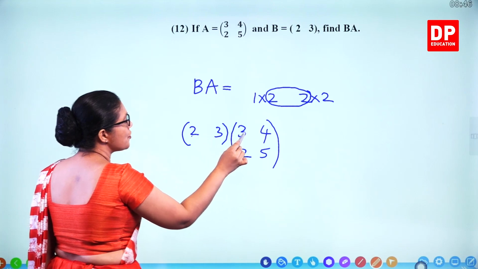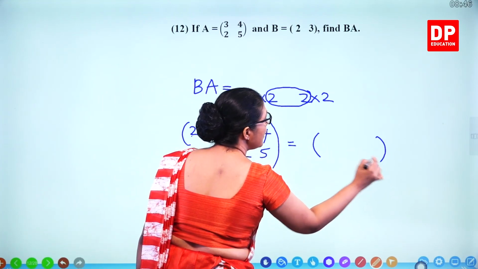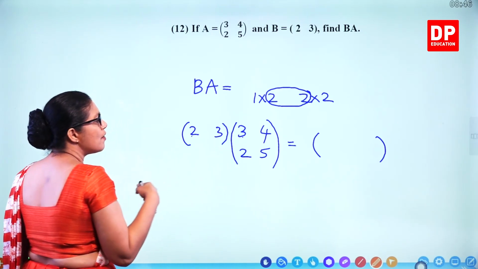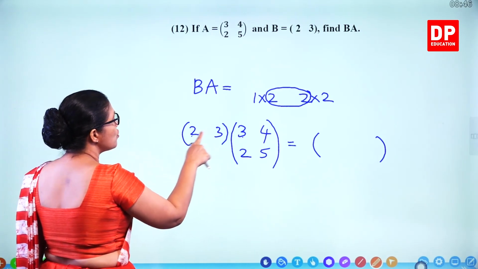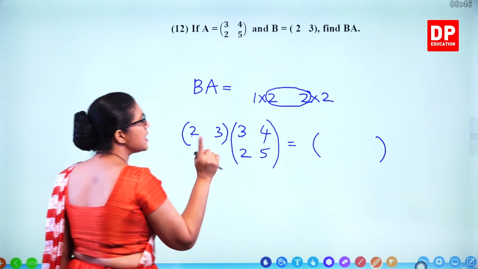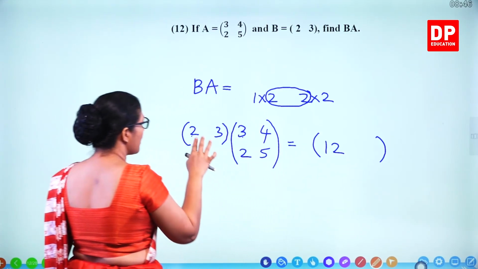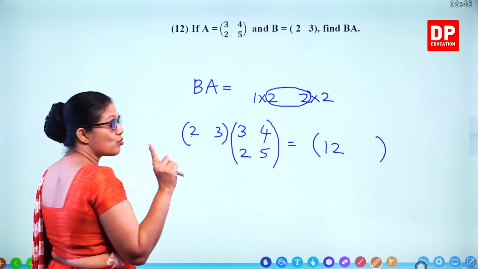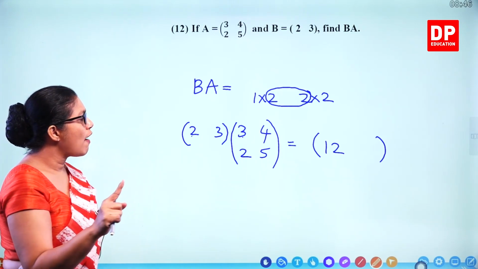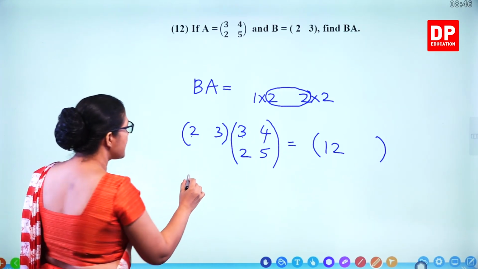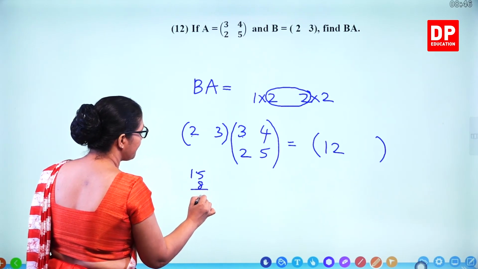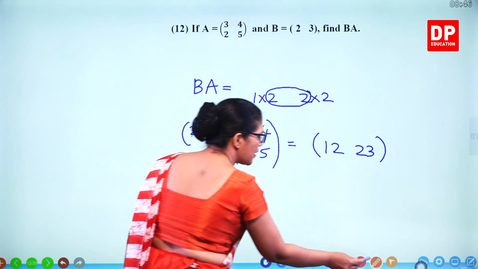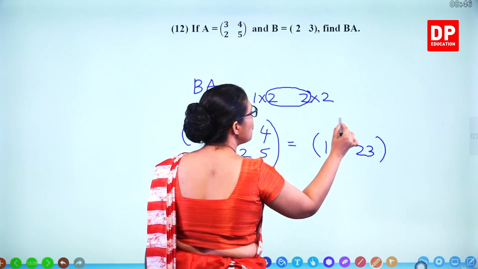So 2 times 3. So we'll get 2 values this way. What's the first value? First row with first column. 2 times 3, 6. 3 times 2, 6. 6 and 6, 12. Then the next value, first row and the second column. 2 times 4, 8. 3 times 5, 15. 15 plus 8, 23. So that's the multiplication. Get 2 marks for that.